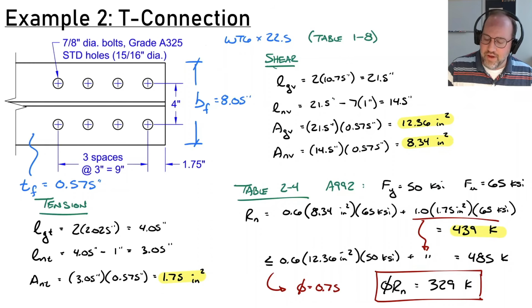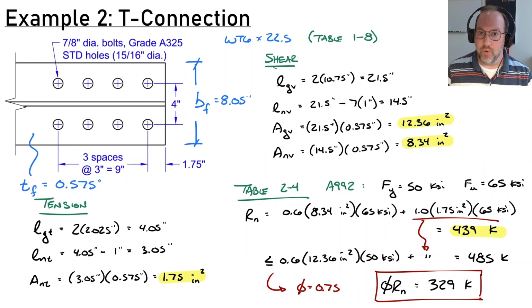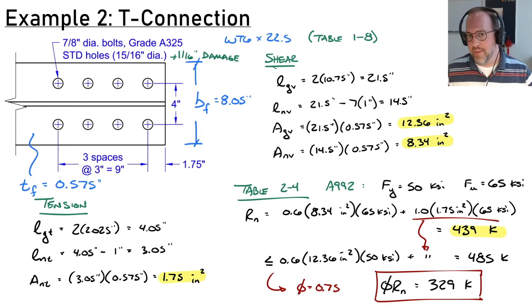Other thing that we're going to need is we need to know our hole diameters for our bolts. Now we're using 7/8 inch bolts in this case. The hole diameter, if we look in Table J3.3, is going to be 15/16 of an inch. So that's 1/16 greater than the bolt diameter to make sure that it all fits. And then obviously we're going to add a 1/16 inch for damage to that, which gets us to a square 1-inch diameter hole that we'll be subtracting from our section.